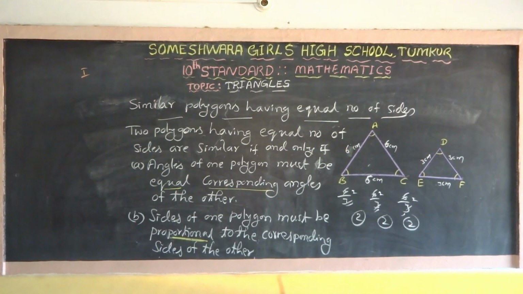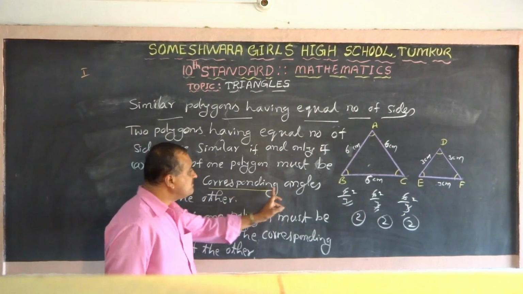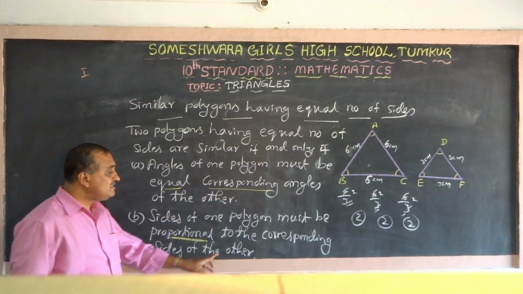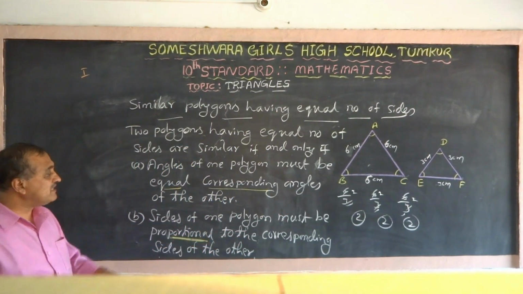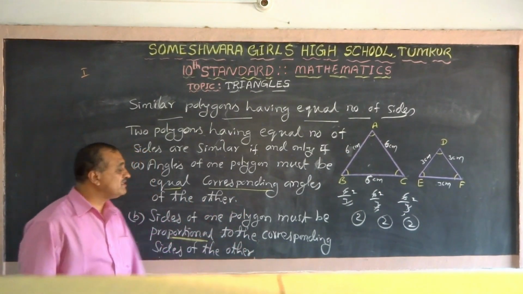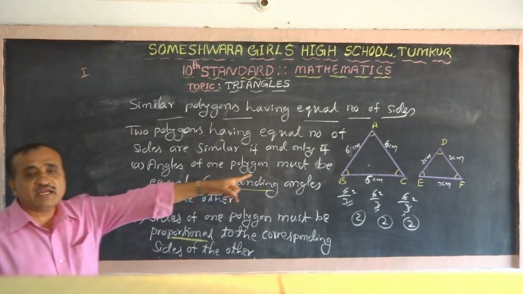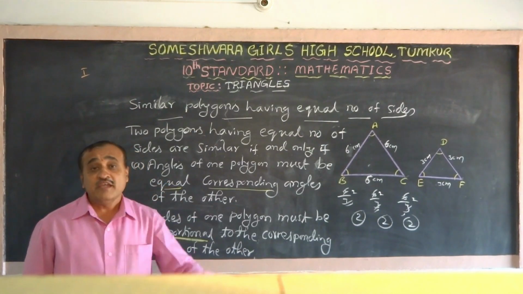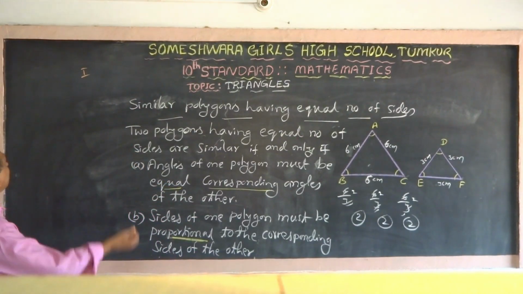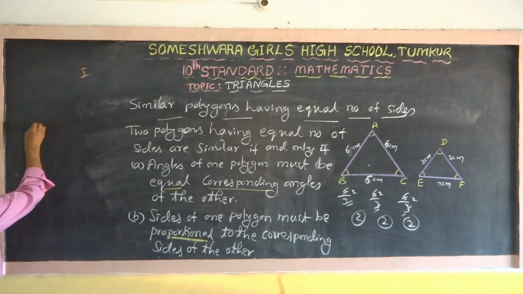Now let us see what is the meaning of these corresponding angles. Is it right? Once we know the corresponding angles, the sides are easy to identify. Take an equilateral triangle, there is no confusion. If you consider two triangles like this, I will draw one more figure.